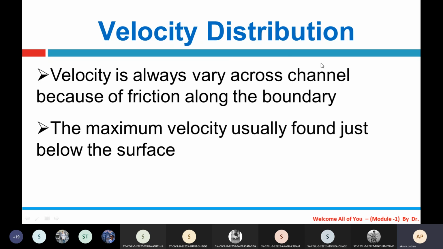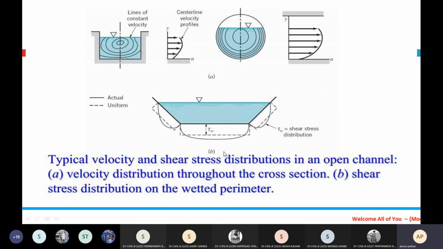Then we have seen the velocity distribution, when water is flowing through the open channel, how the velocity will be distributed. This is the velocity distribution diagram. In a rectangular channel or any type of channel, if you plot the velocity distribution diagram, the velocity is maximum at the center and gradually decreases at the bottom and at the top. So the velocity is maximum at the center in any type of channel.